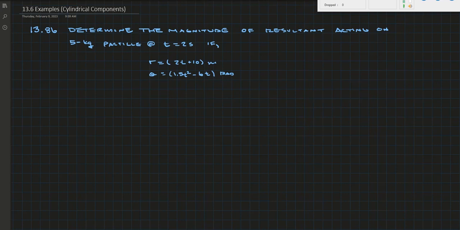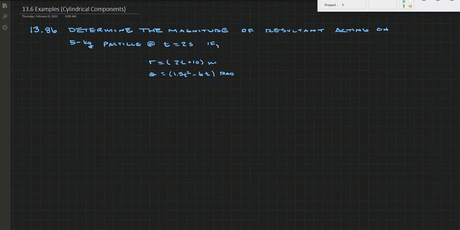Okay, let's look at some examples with cylindrical components. Some kinematic examples. So suppose we have a particle and we want to determine the magnitude of the resultant forces acting on a 5 kilogram particle at t equals 2 seconds.